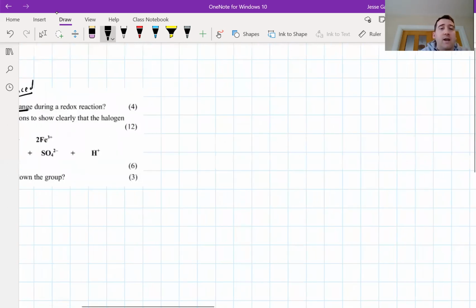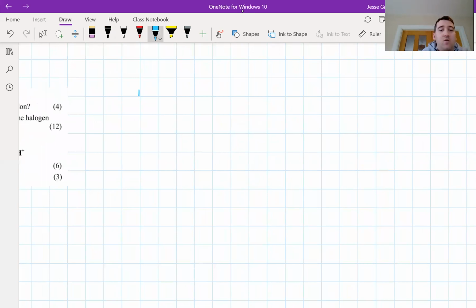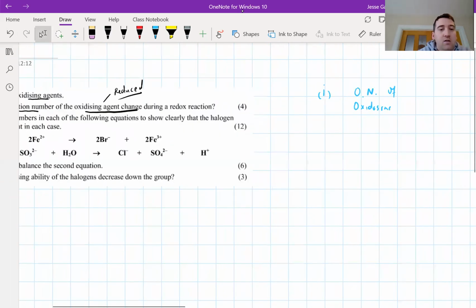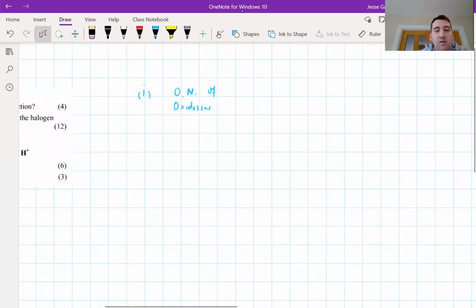So we're going to go ahead and we are going to write down what we think. What happens to the oxidation number of the oxidizing agent? Oxidizing, or is it the reducing agent? No, it's the oxidizing agent. Right, pause the video and write down what happens now. Okay, so obviously the oxidizing agent itself is reduced.